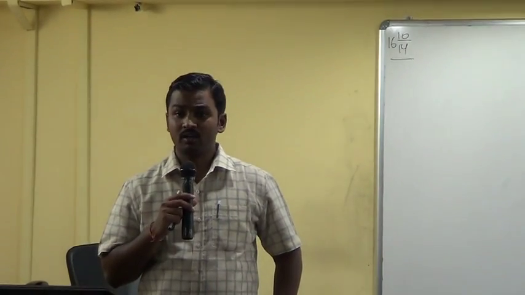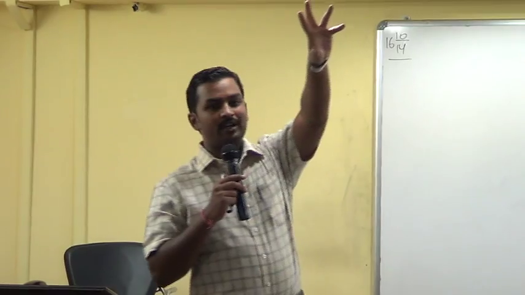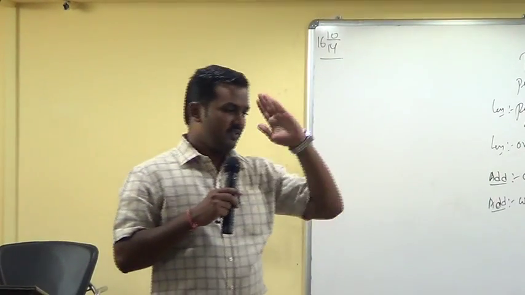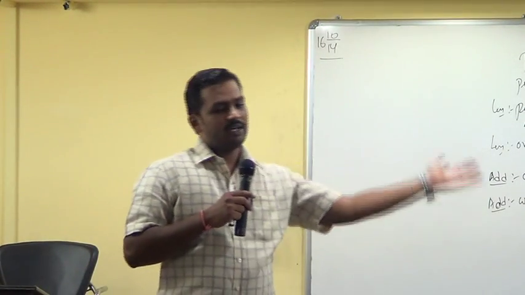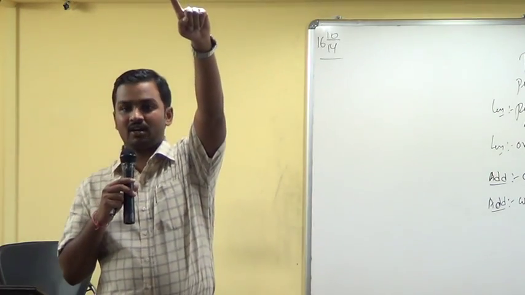But the error doesn't stop here. Suppose now we have rectified the error. 25,000 should not have been debited to P&L account. It should have been debited to building account. So what we did? We gave a wrong debit to P&L account. Hence we give a credit to P&L account and will give a debit to the building account.